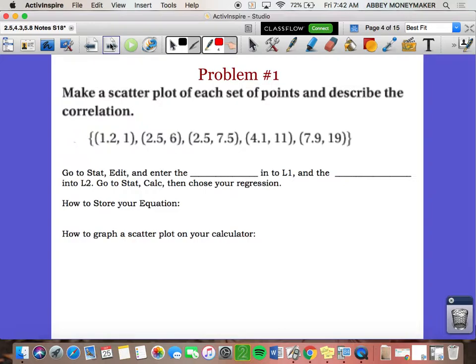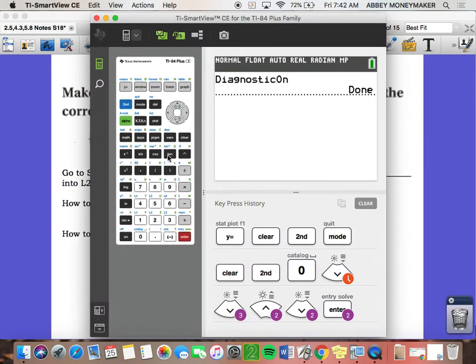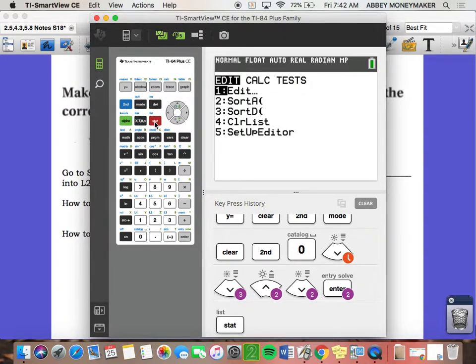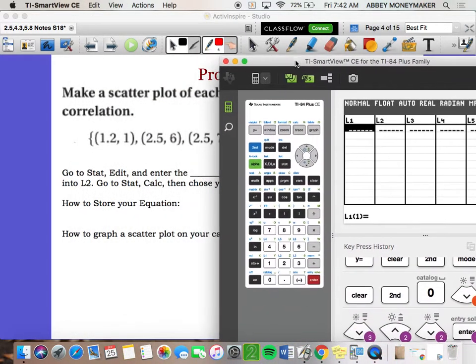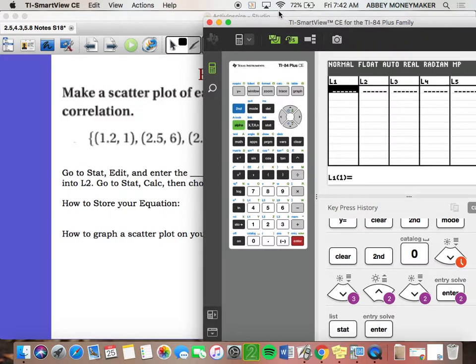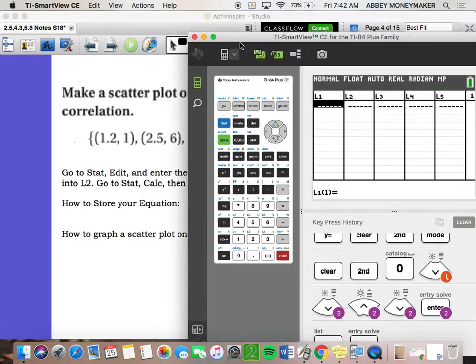All right, so let's put this into action here. Make a scatter plot of each set of points and describe the correlation. So here we have our data, and we're going to take that data and enter it in our calculator. So on your calculator, we're going to go to Stat, and we're going to hit enter because we want to edit our list. And in our list, we're going to type our X values into L1, and we're going to type our Y values into L2.